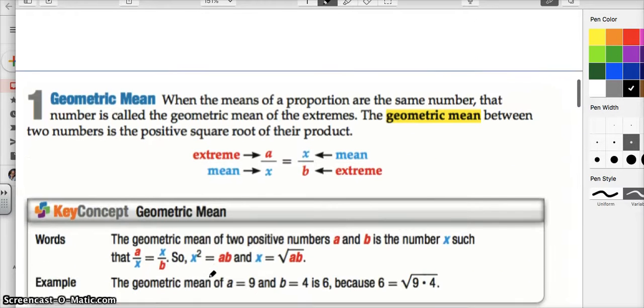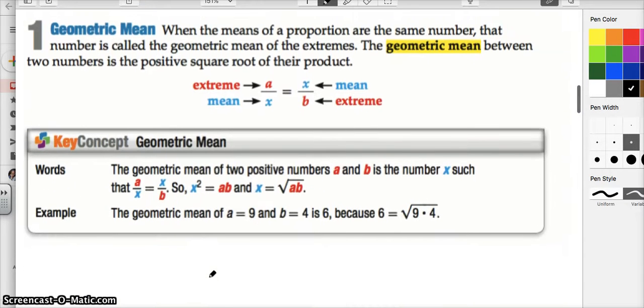So the idea of geometric mean comes from, it basically means a proportion that has the same number at the means, right? So remember when we had proportions, we had the product of the means is equal to the product of the extremes. So if you had a proportion where A is to X and then X is to B, then we would multiply A times B, multiply X times X, so we get AB is equal to X squared.